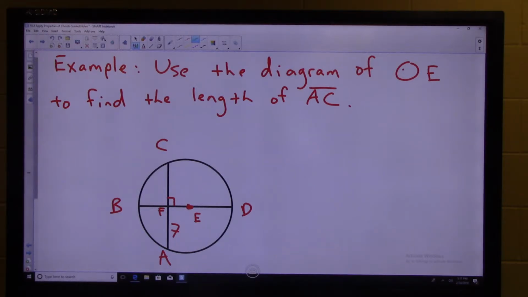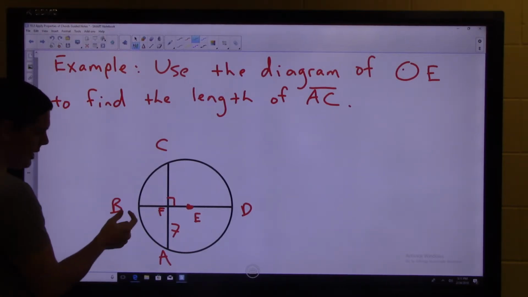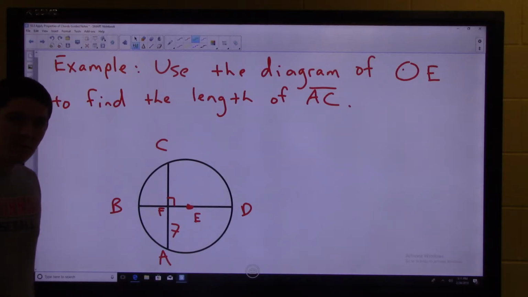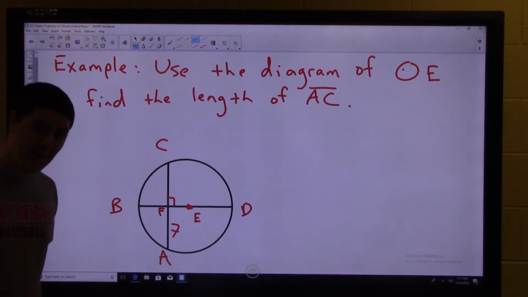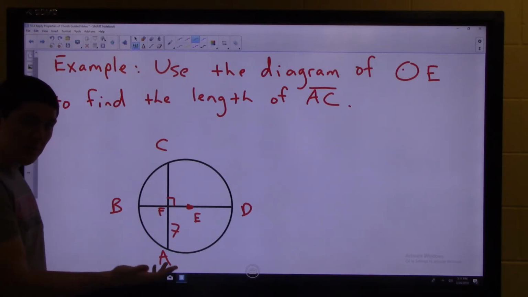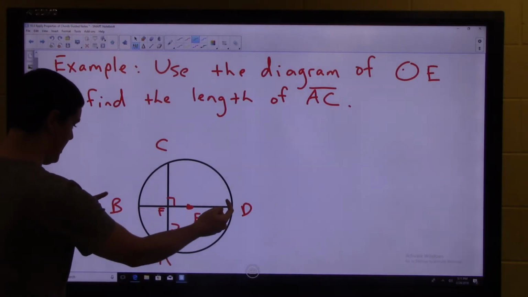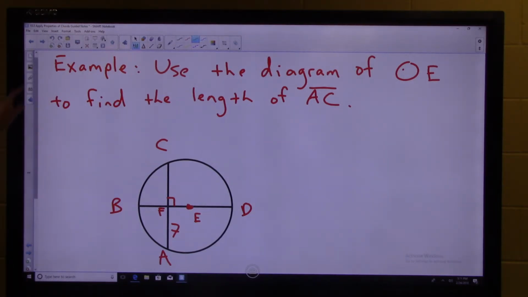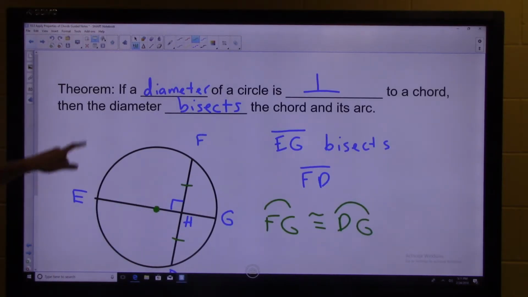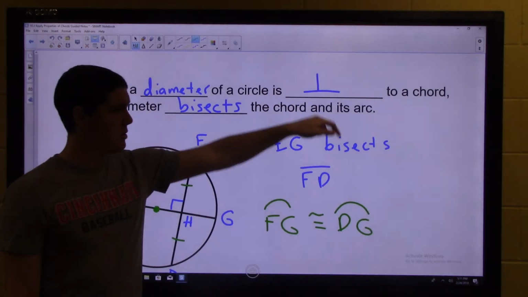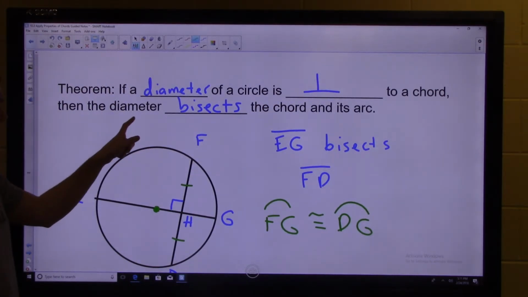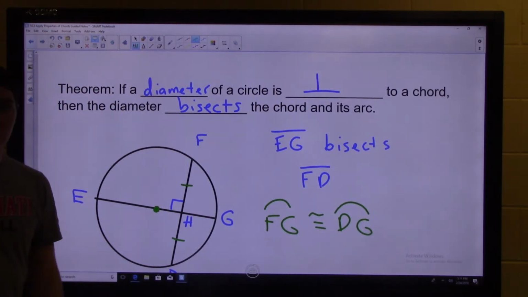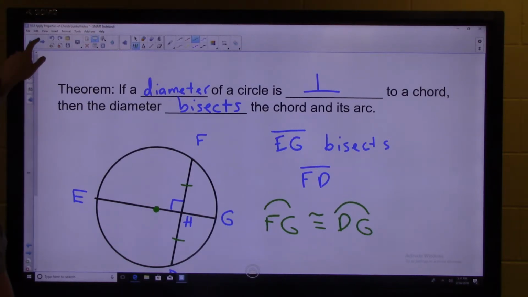So here we go. First of all, I know BD is what type of chord, what type of segment. It's going to be a diameter because it goes through the center. Right? Hopefully that was clear. So we know this is a diameter, and we know it's perpendicular to a chord. So let me go back to that last theorem. It says if a diameter of a circle is perpendicular to a chord, then the diameter is going to bisect the chord and its arc. All right, well that makes this very easy then.